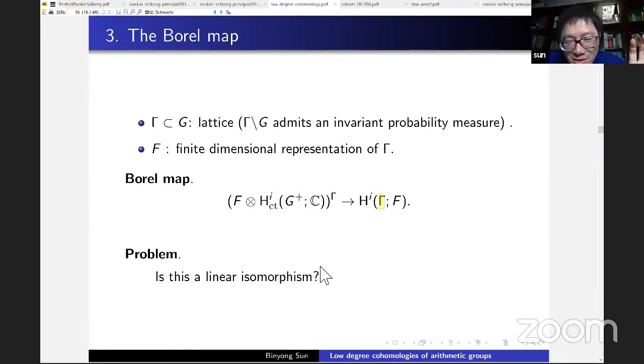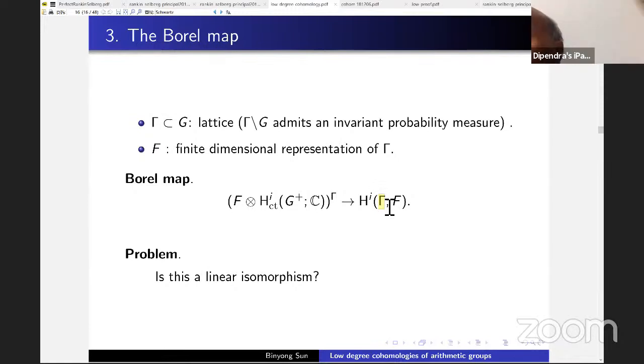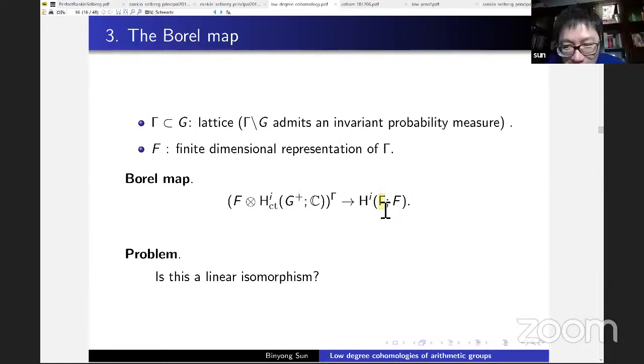So the finite dimensional representation might be some kind of mixed finite dimensional representation of this Archimedean group. The Borel mapping is an isomorphism for G a compact group. For all i, when G is a compact group, then this gamma must be a finite group in this case, and then it's an isomorphism for all i.